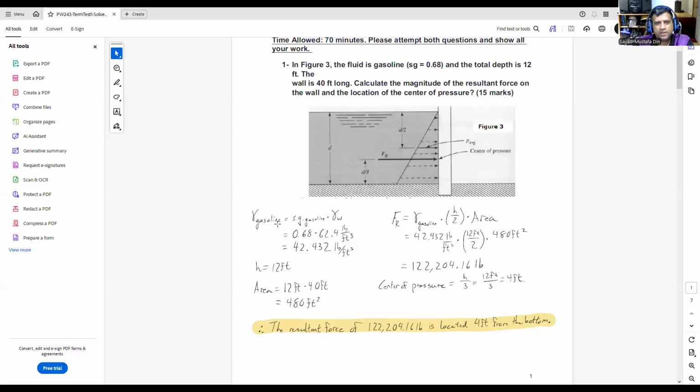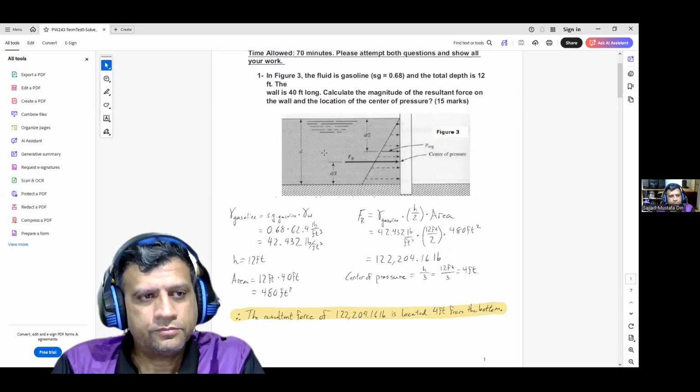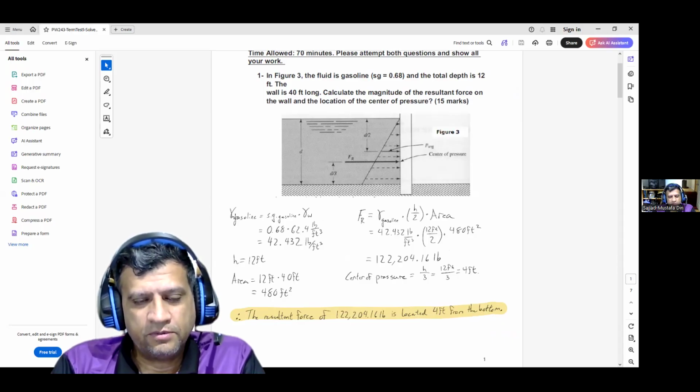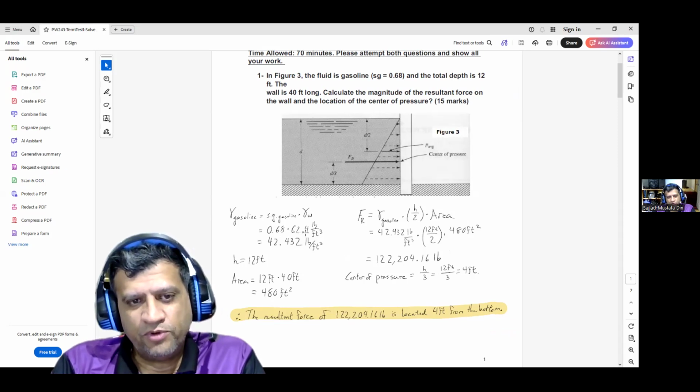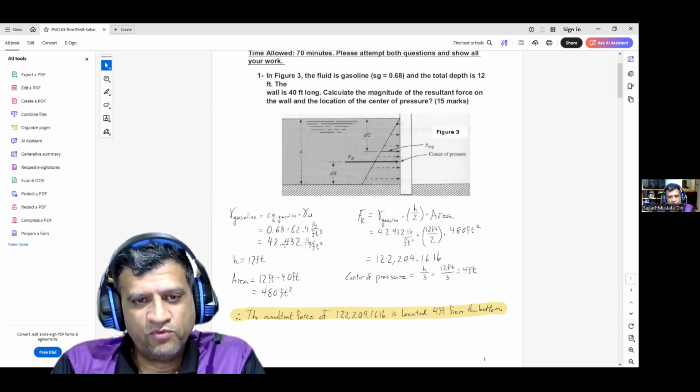So for question number one, you basically needed to calculate first the specific weight of gasoline, and how you do that: you multiply 0.68, which was given, by the specific weight of water in imperial, which is 62.4. That gives you 42.43 pounds per cubic feet, right?